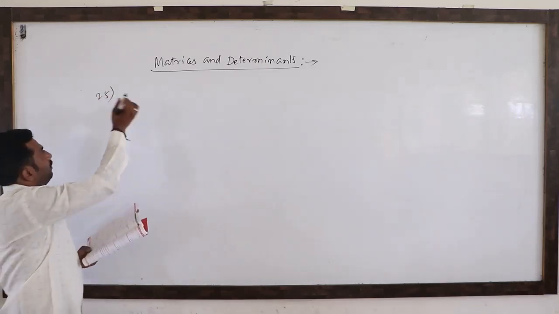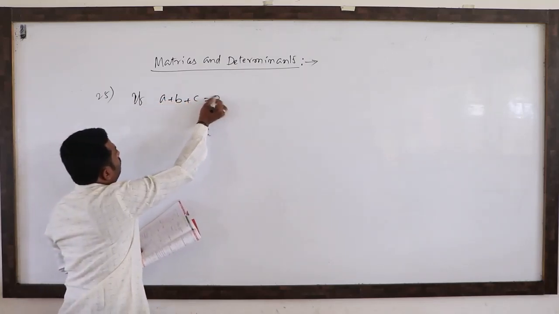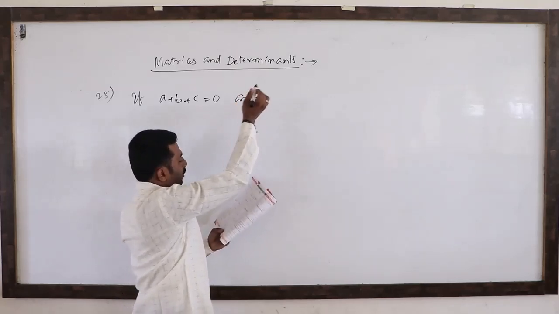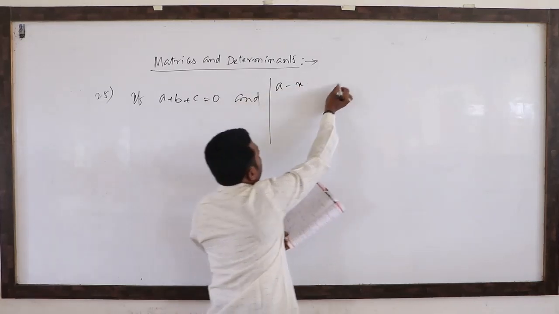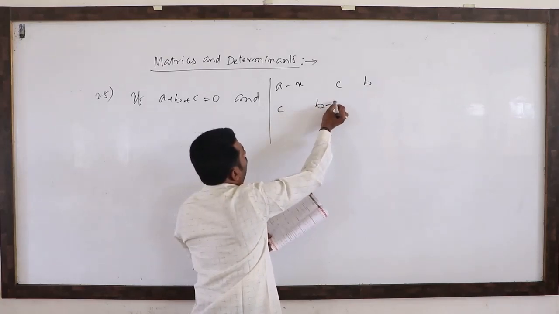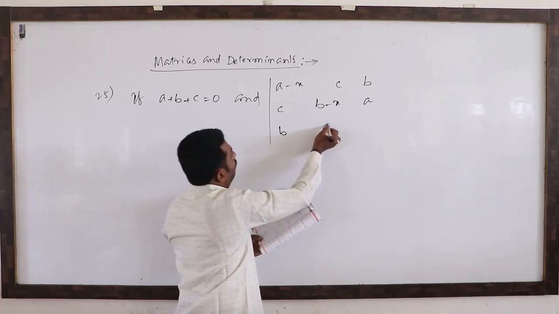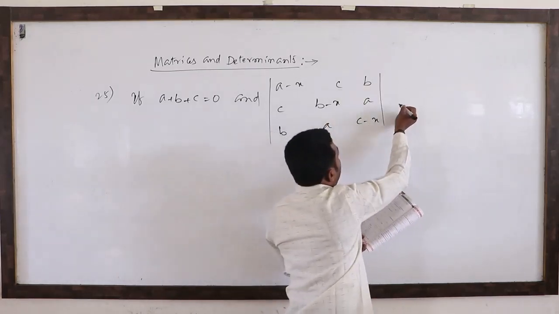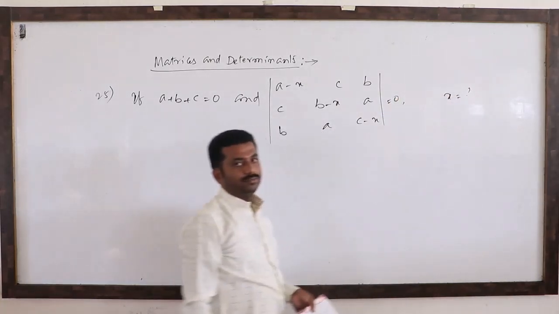Question 25. They are asking, A plus B plus C equals 0, and the determinant of A minus X, C, B, C, B minus X, A, B, A, C minus X equals 0. Then they are asking for the value of X.